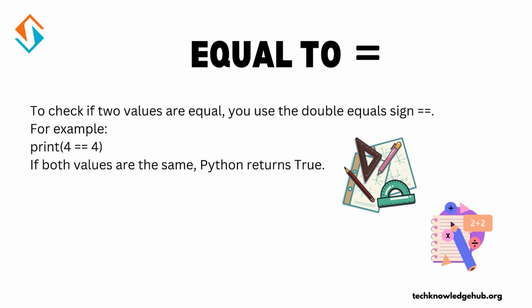Third is equal to. This checks if two values are equal. We use the double equal sign. For example, print 4 is equal to 4. If both values are the same, Python returns true.